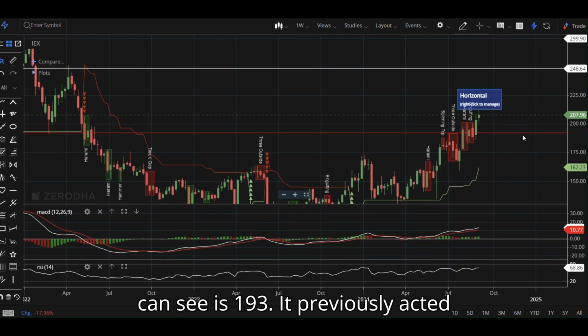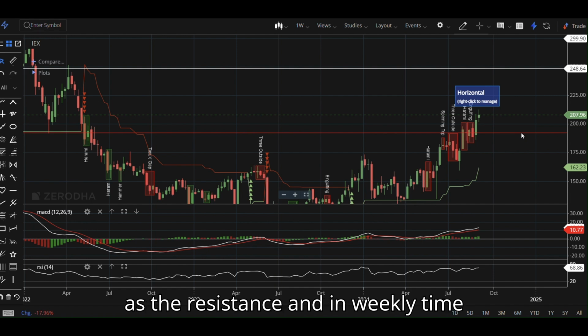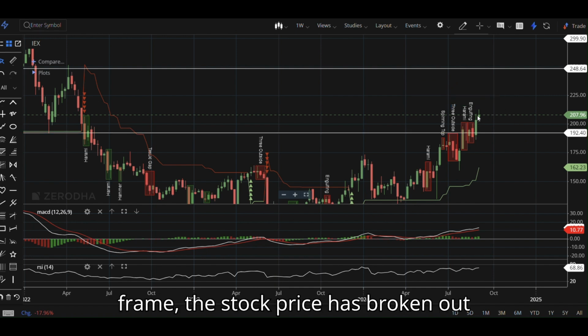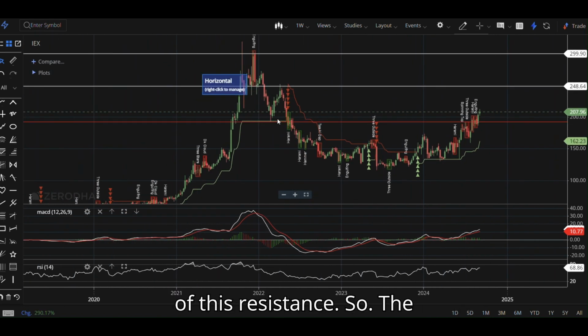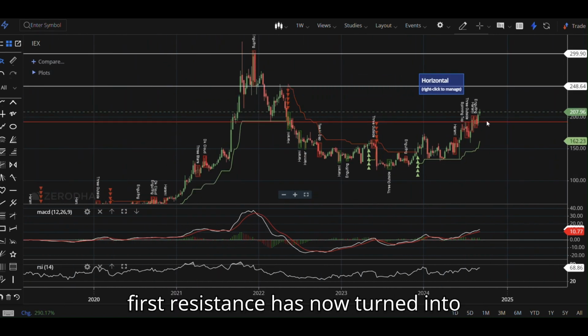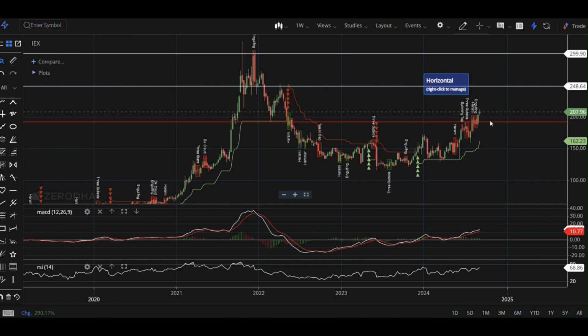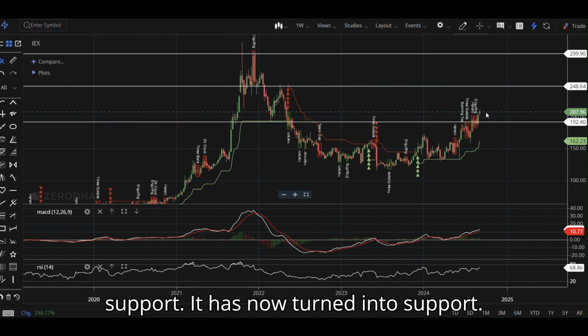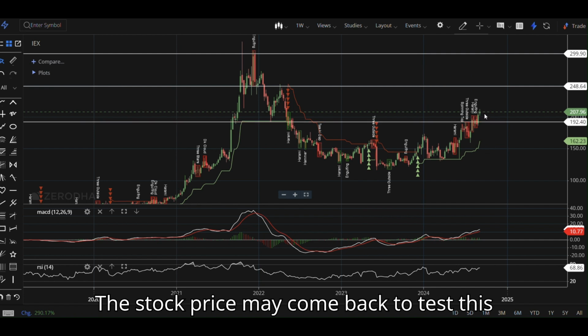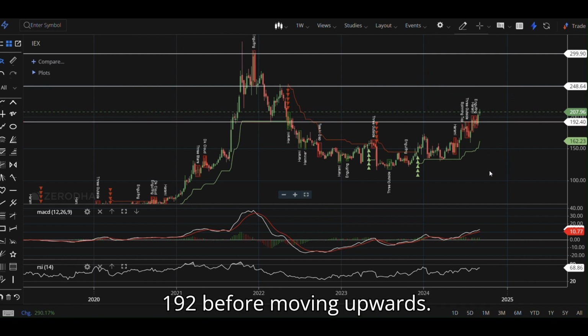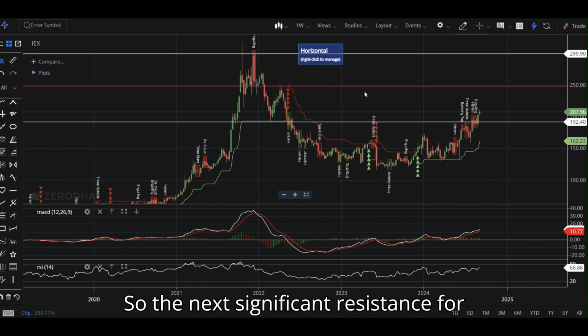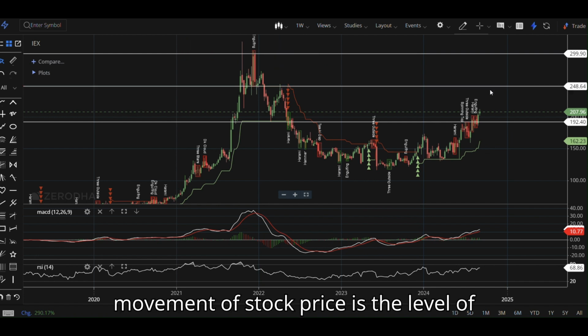As you can see, this 193 previously acted as resistance, and in the weekly time frame, the stock price has broken out of this resistance. So the first resistance has now turned into support. The stock price may come back to test this 192 before moving upward. So the next significant resistance for the movement of the stock price is the level of 250.